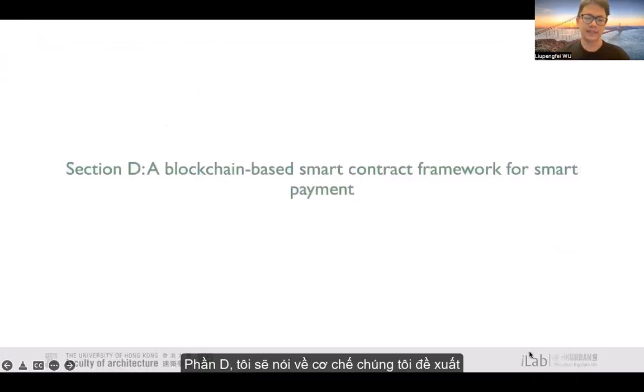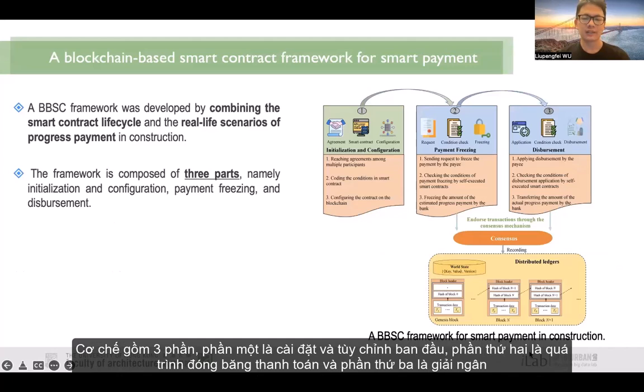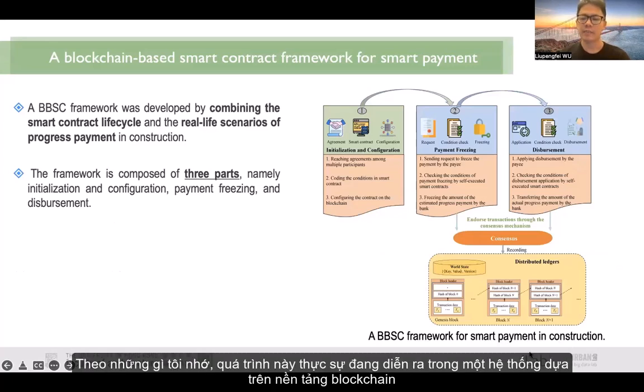In section D, I will talk about our proposed framework. The framework was developed by combining the smart contract life cycle and the real-life scenarios of progress payment in construction. It has three parts. The first part is initialization and configuration. The second part is payment freezing. And the third part is disbursement. Remember, this process happens on the blockchain-based system.